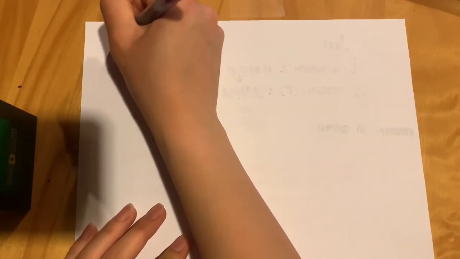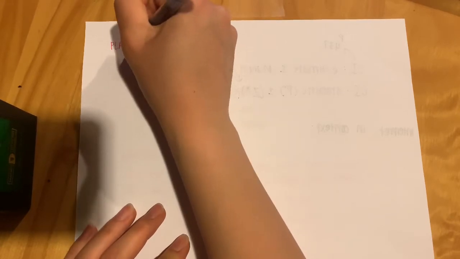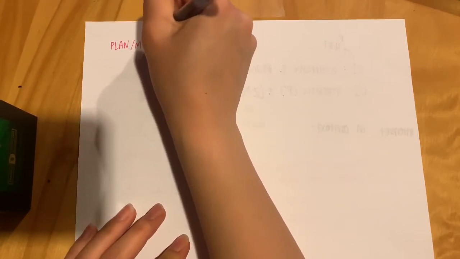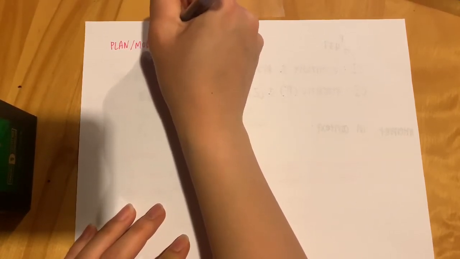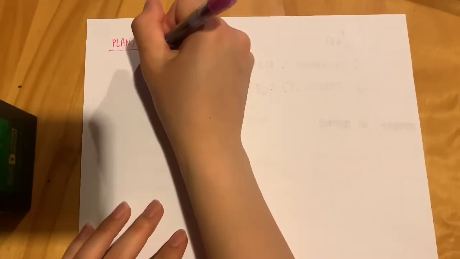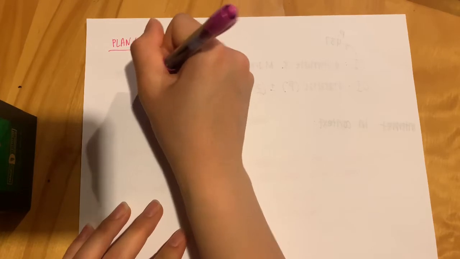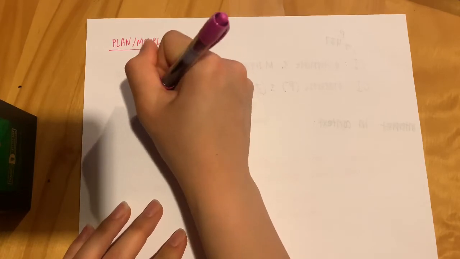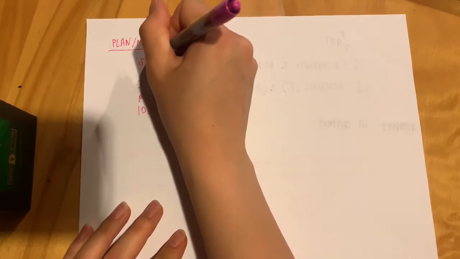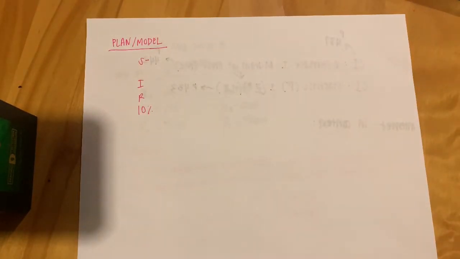Okay, so our next step is going to be our plan and model. So we're going to check for our assumptions first. For the first one, success/failure conditions, we want to make sure that our np hats and our nq hats are both greater than 10.